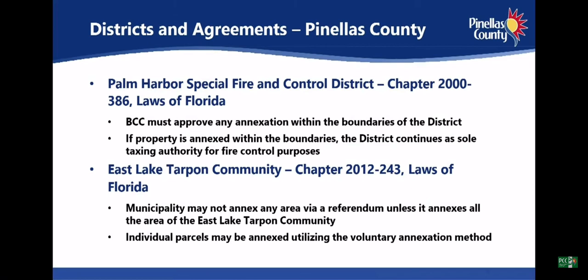Next is the East Lake Tarpon Community. This was created in 2012. Section 1 of the act prohibits a municipality from annexing select areas of this community via referendum. For annexation by referendum to occur, the municipality is required to annex all of the property within the community, and it also requires an approval by a majority vote of the electors in the community. The act does allow, however, for individual property owners to utilize the voluntary annexation method that I discussed earlier in the presentation.